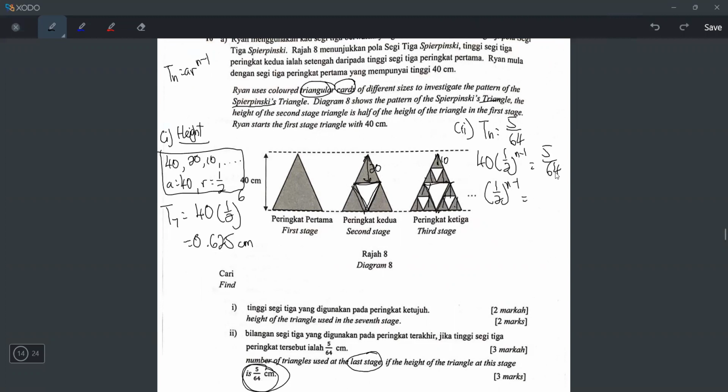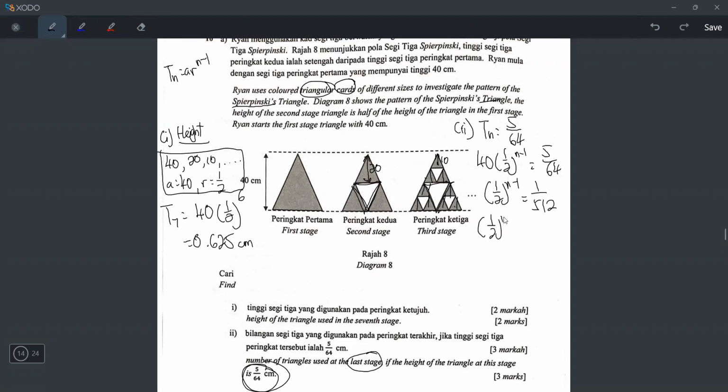Let's try. What is 5 divided by 64 divided by 40? Let's press. 5 divide 64 divide 40. It's 1 over 512. Now you want to find n, so you try to see whether this number and this number can change to the same base or not. And the answer is yes, you can change to the same base. But if you cannot change to the same base, then you have to take log.